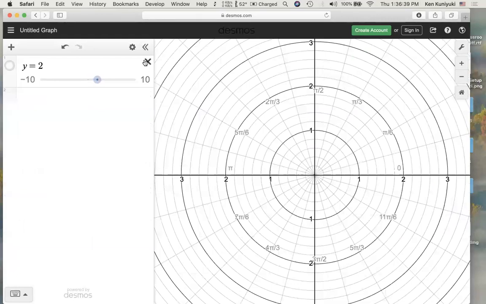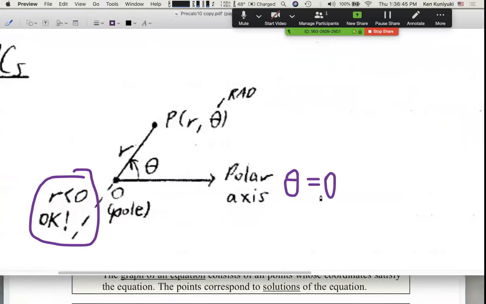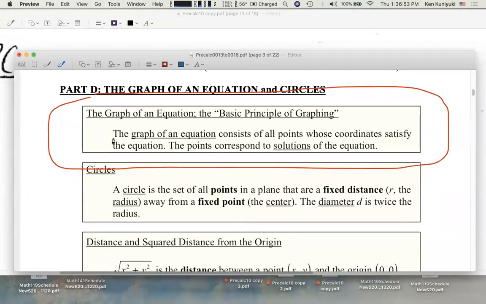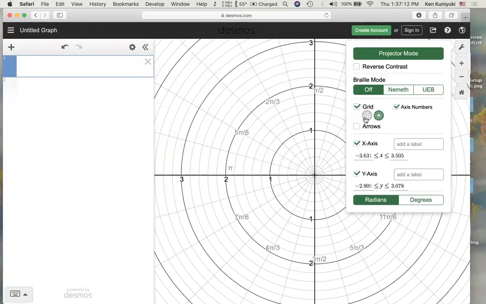All right, now, how do we graph r equals 1? Here's a clue. Remember the basic principle of graphing: the graph of an equation consists of all points whose coordinates satisfy the equation. Back in the old Cartesian or rectangular days, you took this for granted. Let's go back again to the Cartesian grid.